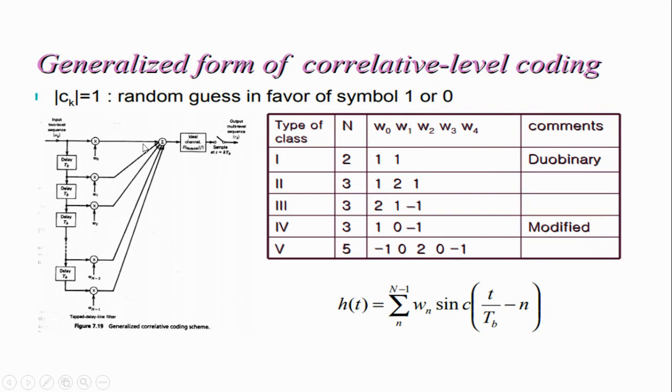In this correlative level coding, a larger number of delays are added. If it is one delay, then it is the duobinary coding. If it is two delays, then it is the modified duobinary coding. And a weight is applied in every delay function. And here this is the function: h of t is equal to the summation from n equal to 0 to N minus 1 of Wn sinc of (t divided by Tb minus n). Thank you.